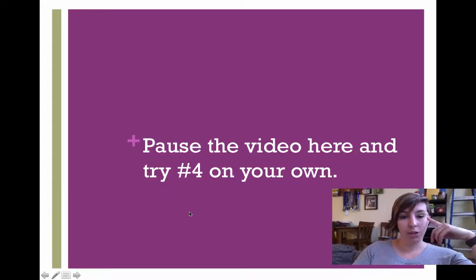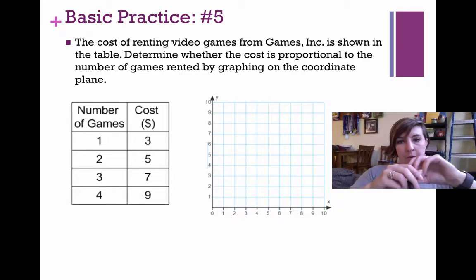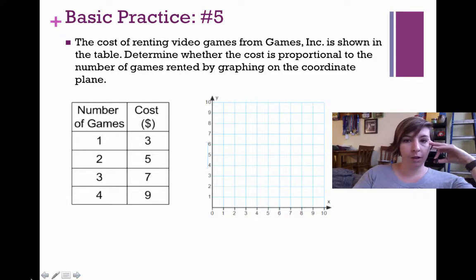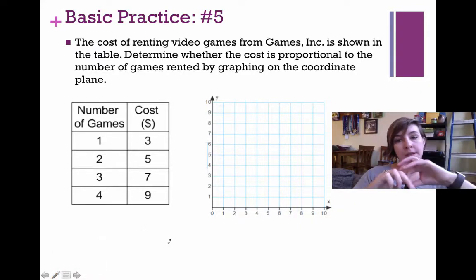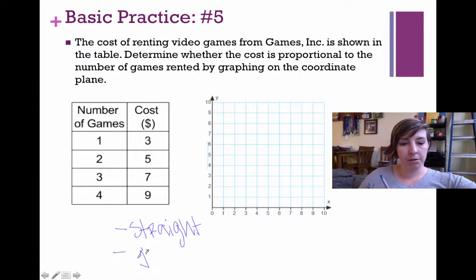So pause the video here and try number 4 on your own, just like we did in the last 2 examples. Okay, so the cost of renting video games from Games Incorporated is shown in the table. Determine whether the cost is proportional to the number of games rented by graphing it on the coordinate plane. So this time it is not asking you to find the constant of proportionality. It's just asking you to graph it and then determine if it is proportional just by looking at the graph. So remember, we're looking for a straight line, and we want it to go through the origin.